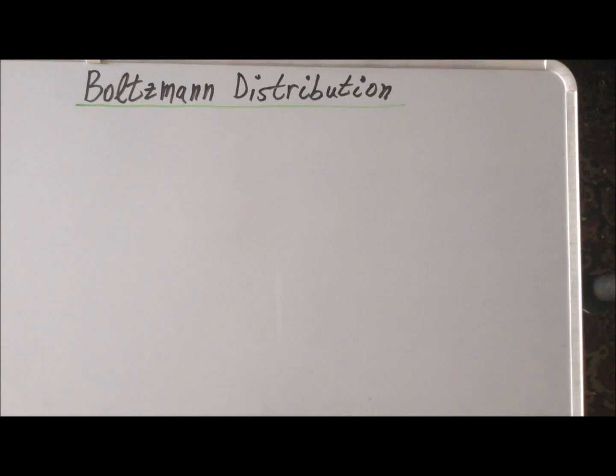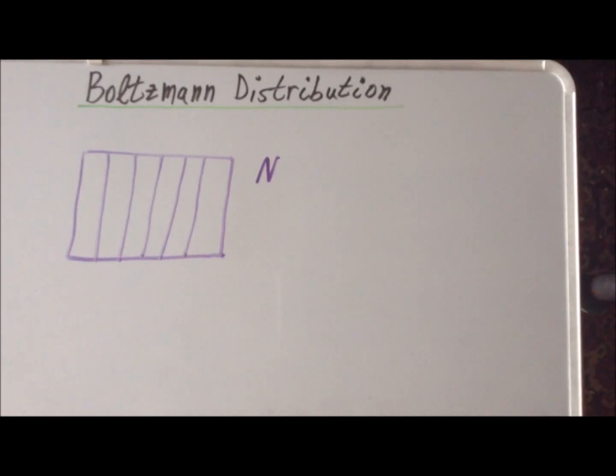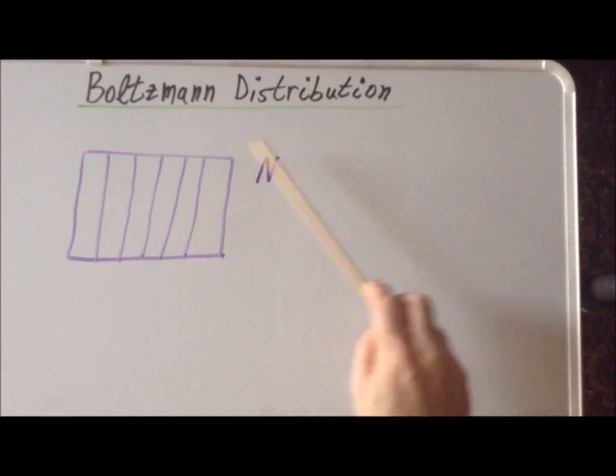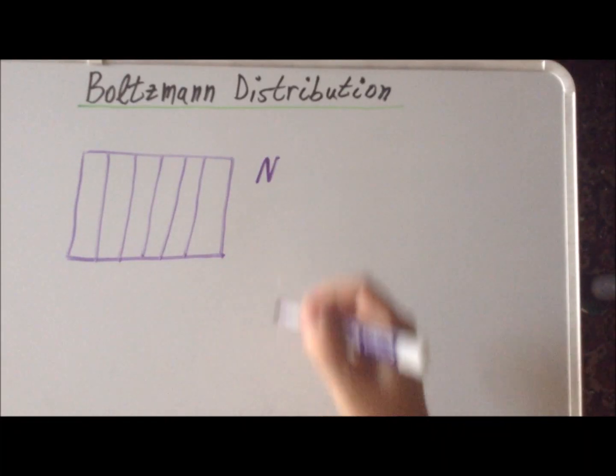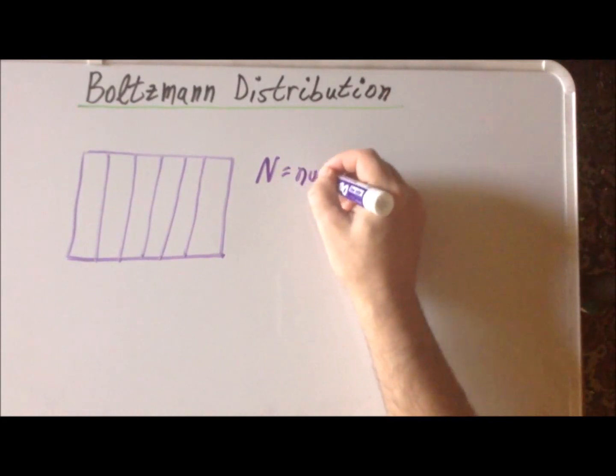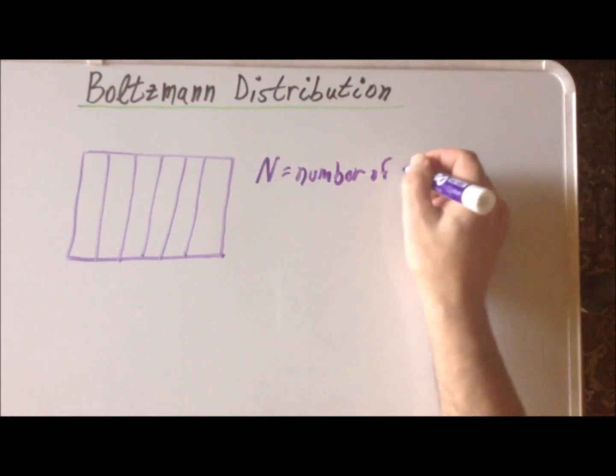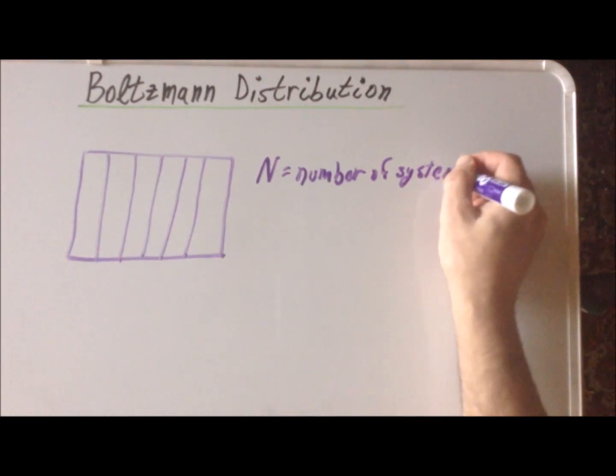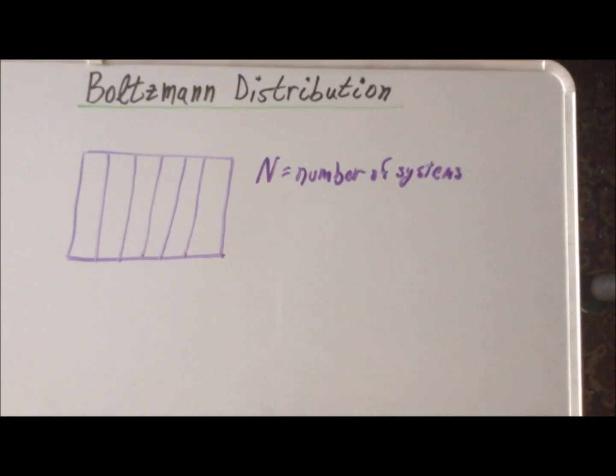Hello. In this video, we are going to derive the Boltzmann distribution using the principles of statistical thermodynamics. Let's take N identical systems. So our capital N here is the number of systems. And these systems have the property that each of them is identical. They have the exact same volume and they have the same number of molecules.